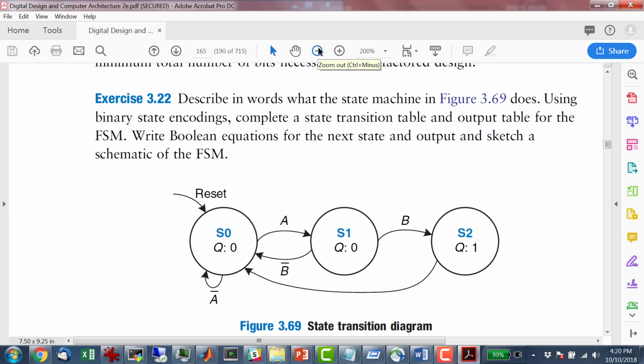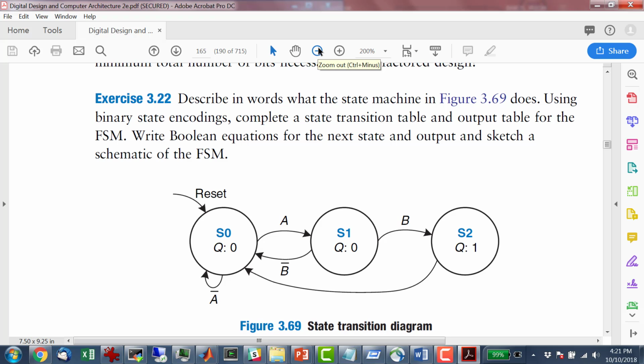So this is kind of like your starting point, right? And it's kind of like the default state, sort of. It's where you go when you haven't made any progress towards your goal, which is getting to this state, right? So that's describing in words what it does. It's recognizing a pattern where A is asserted in one cycle and then B is asserted in the very next cycle.